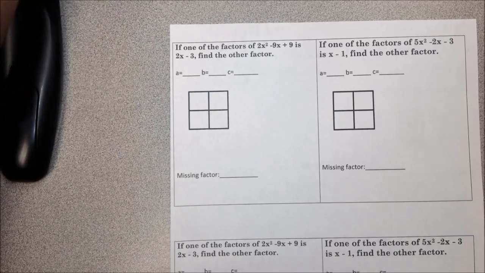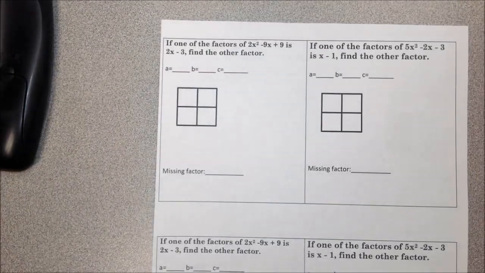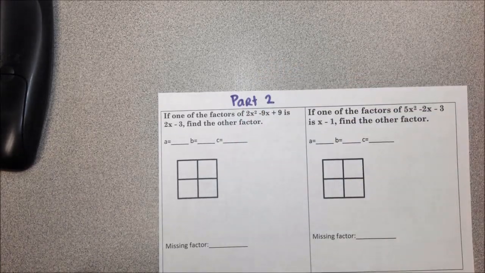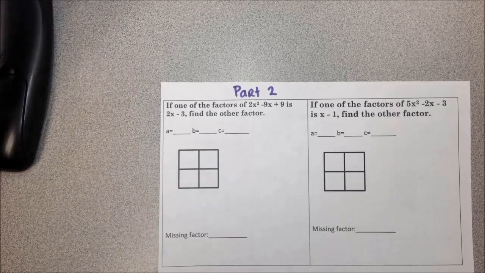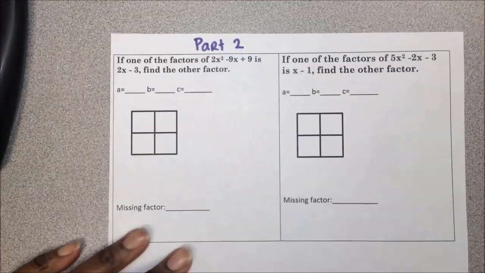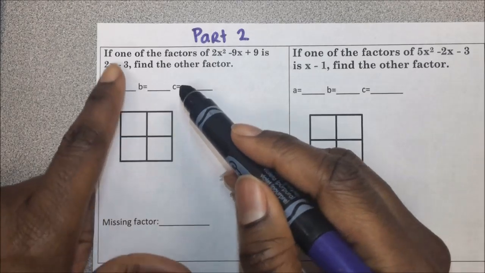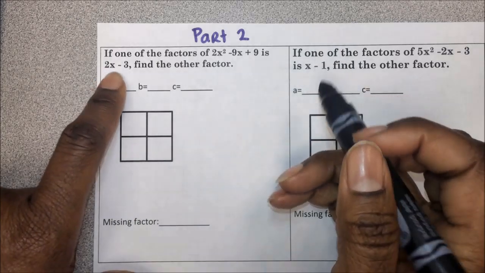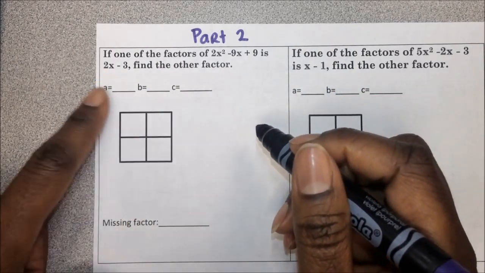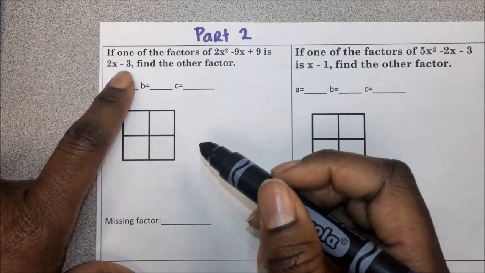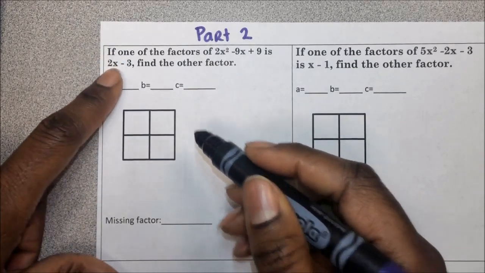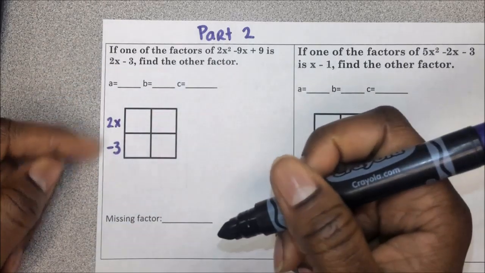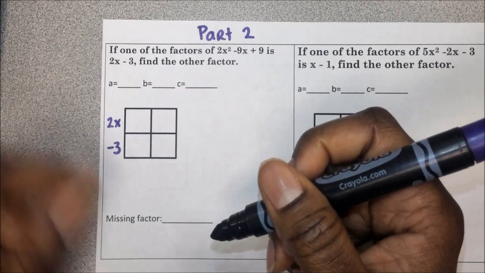All right, this is part 2 of filling the pieces, and we're going to look at a different way to do these problems. It might be a little bit of a shortcut, because notice it says if one of the factors of 2x squared minus 9x plus 9 is 2x minus 3, find the other factor. Notice it has already given us a factor, which means we could write that factor on the outside. We know it's a factor, so it goes on the outside.